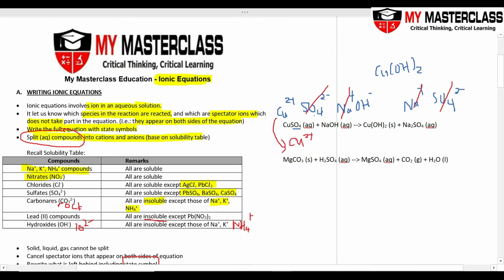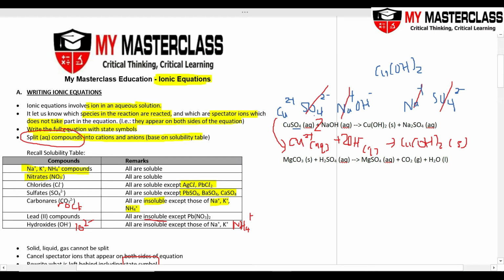Cu2+ plus 2OH-, right? Because if you balance your equation, you have 2 sodium hydroxide, so 2OH- gives you Cu(OH)2 solid.